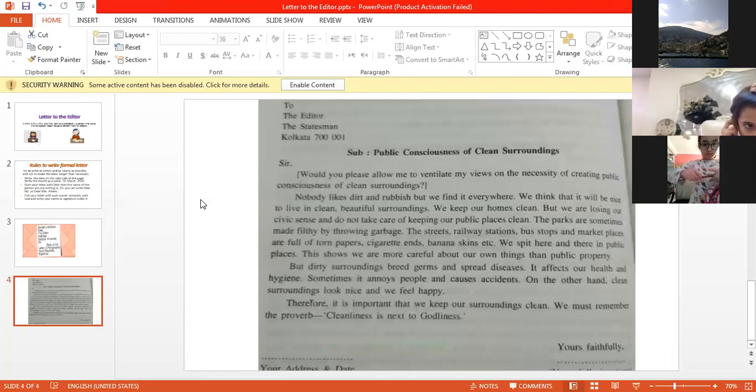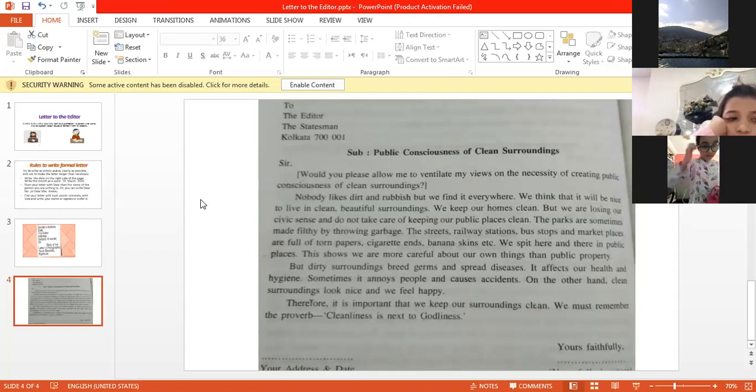Filthy means dirty. The streets, railway stations, bus stops, and marketplaces are full of torn papers, cigarette ends, banana skins, etc. We spit here and there in public places. This is gross, but a lot of people do it. This shows we are more careful about our own things than public property. But dirty surroundings breed germs and spread diseases. It affects our health and hygiene. Sometimes it annoys people and causes accidents.